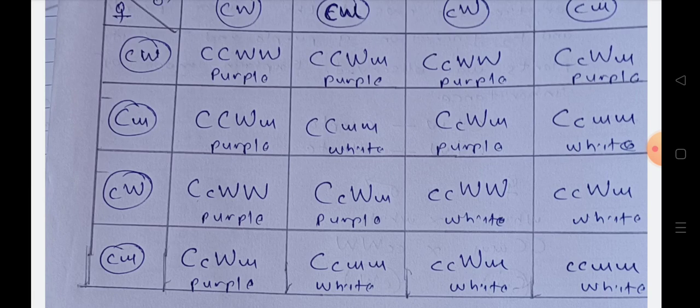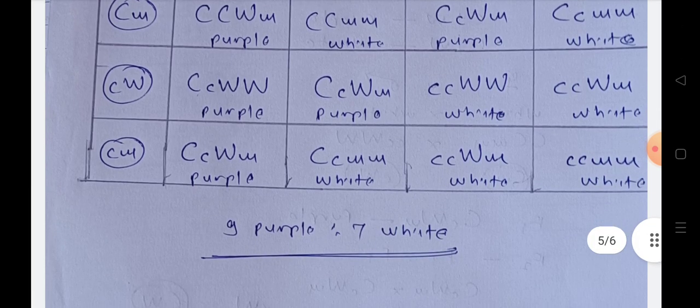Then only capital C or only capital W, 6 combinations are there, that will be white, because only one of them will be present. And the last combination is recessive, absence of dominant genes, it is the white one. So the ratio will be 9 purple and 7 white. You can solve that example and practice with that particular checkerboard.